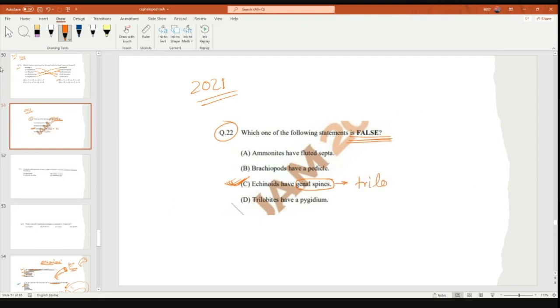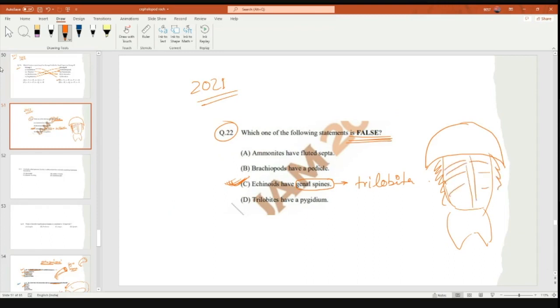Trilobita, and where is it found? Suppose this is the cephalon of the trilobita, right? And this is the part of the thorax, and again here the pygidium. Somehow like this, and these are the spines, which are on the segmented part of the trilobita. Here this is the glabella and this is the suture line, sorry, facial suture. So these are the genal spine and genal angle.